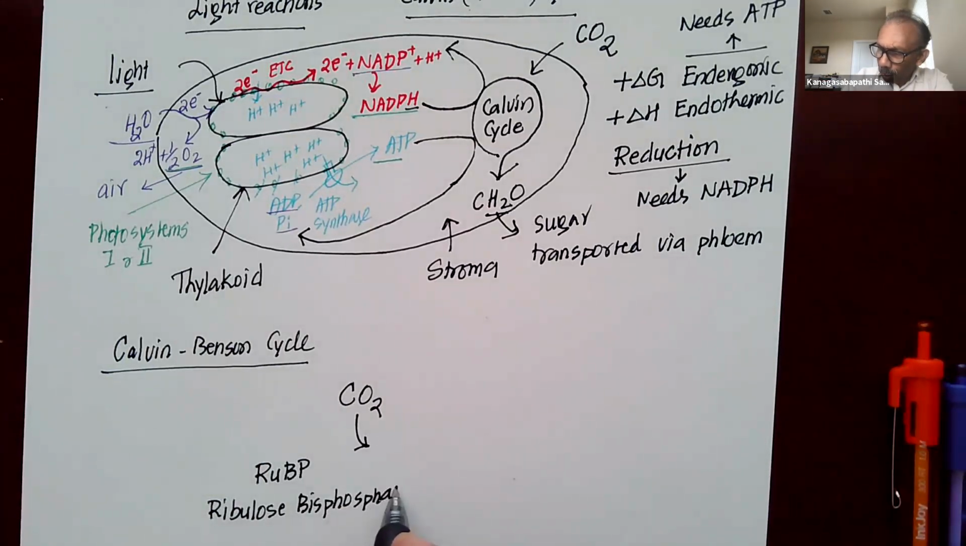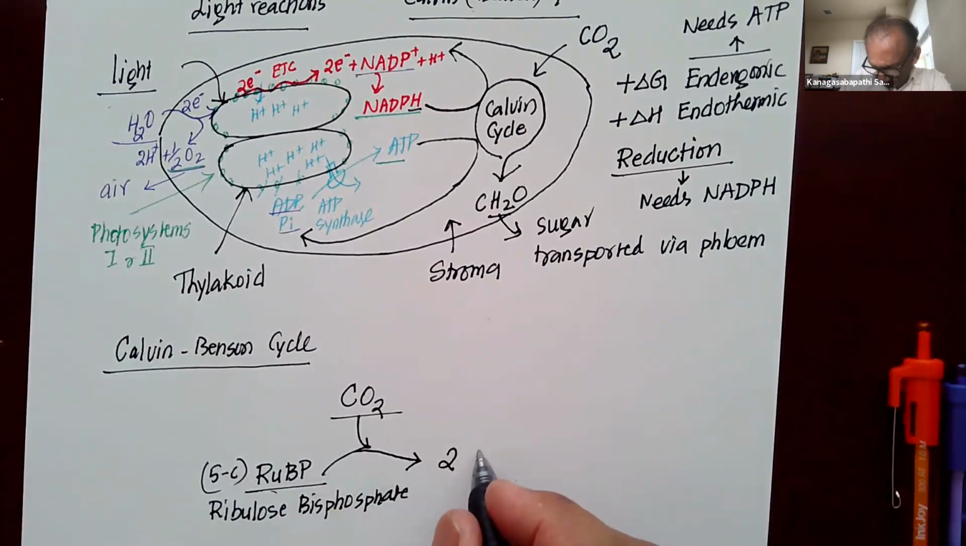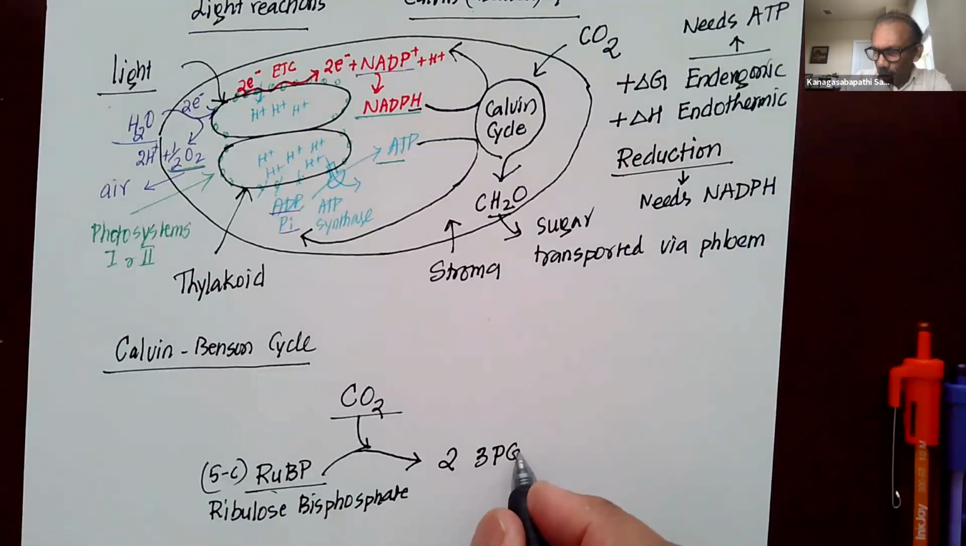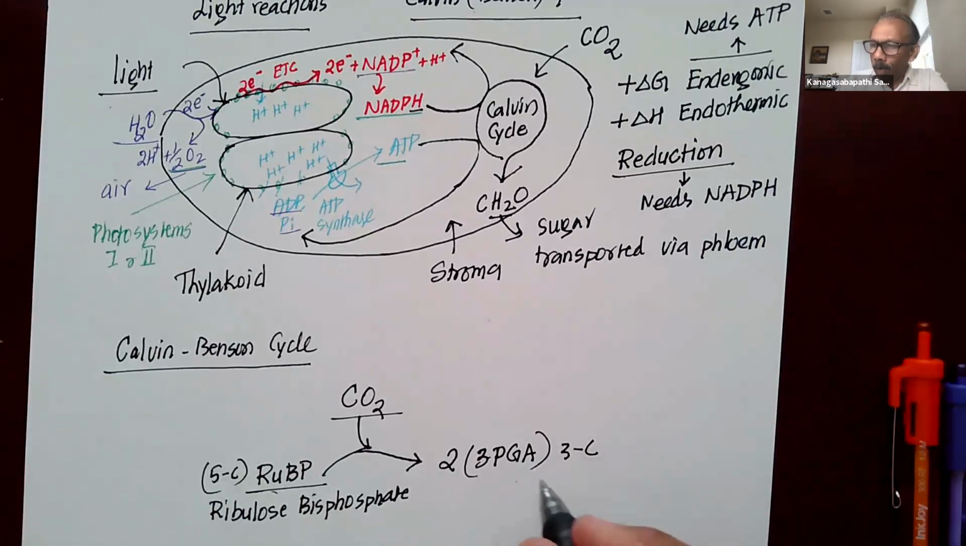And this is a 5-carbon molecule that's combined with a 1-carbon molecule. They're supposed to make a 6-carbon molecule, but that is unstable. So they will end up with a 3-carbon molecule, 3-phosphoglyceric acid, or 3-PGA. This is a 3-carbon molecule.